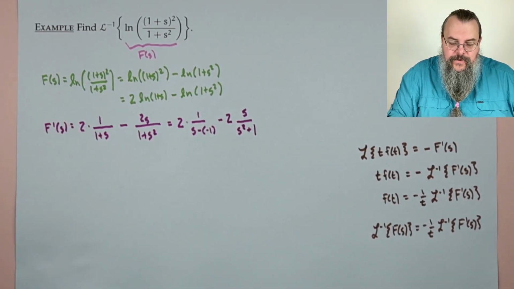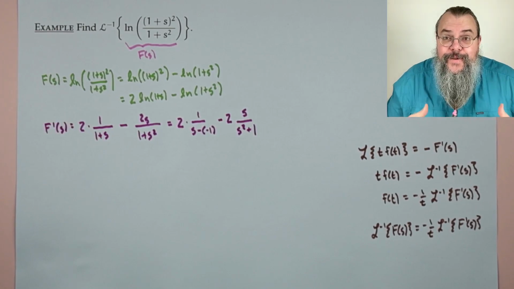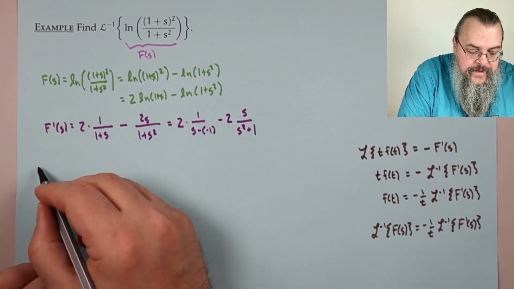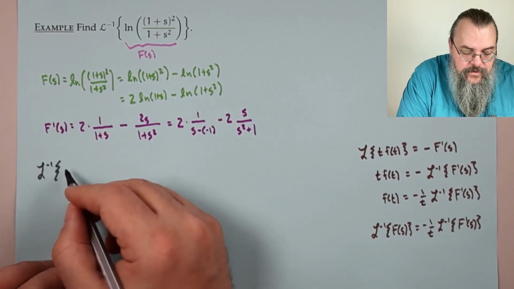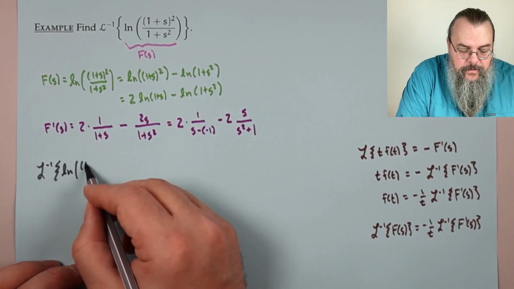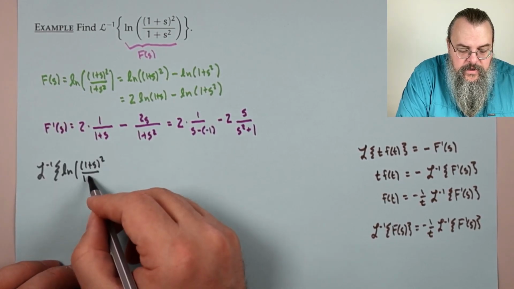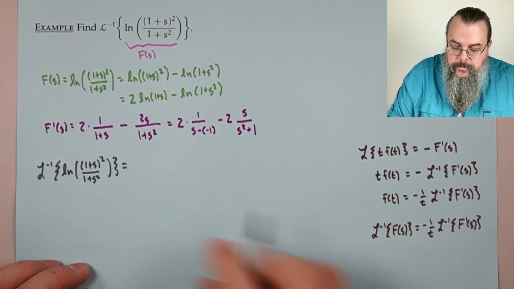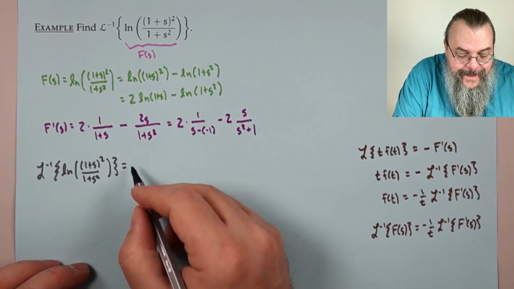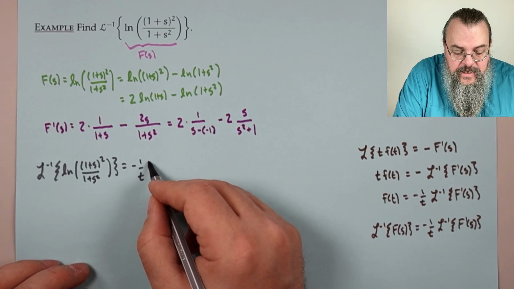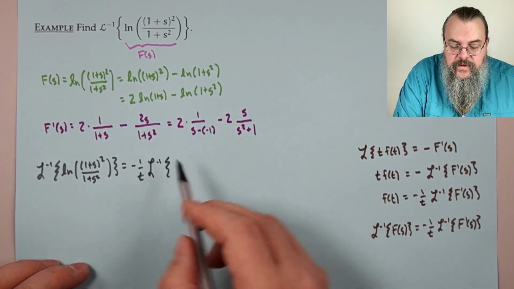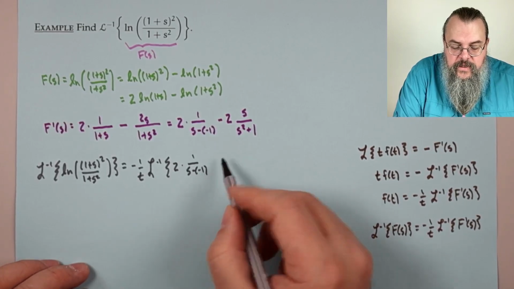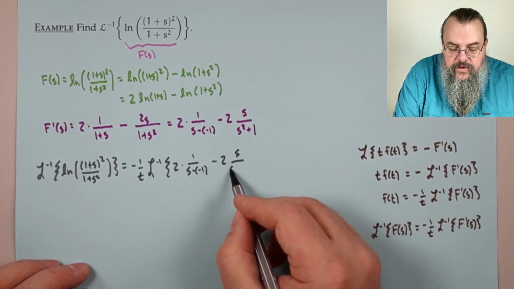All right, so we're now ready. Our pieces are in place. We can say the following. We have the inverse Laplace of our original expression, log of (1 plus s squared over 1 plus s squared), is equal to minus 1 over t, don't forget that, that's important, minus 1 over t, inverse Laplace of, and then we have 2 times 1 over s minus minus 1, minus 2s over s squared plus 1.